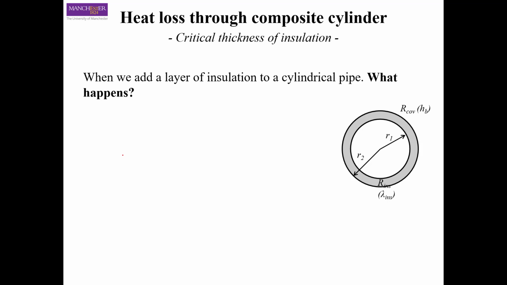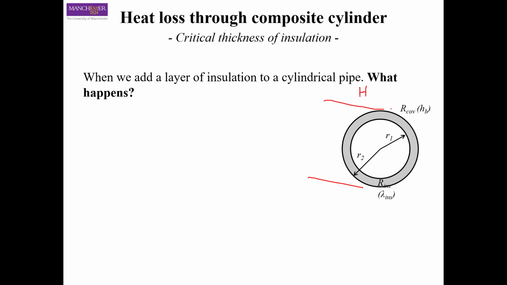So in this part we are going to look at what the critical thickness of insulation is, and what the importance of this critical thickness of insulation is. Let's say that you have a cylindrical system again, and it's a pipe. So it's a 3D system with the length of the pipe as h. What if you add a layer of insulation to this pipe? What is going to happen?